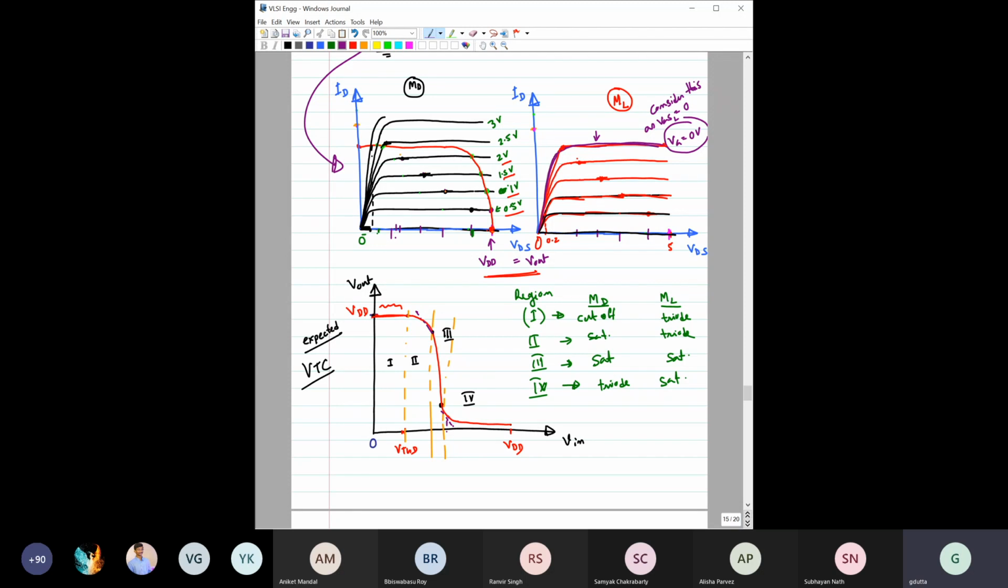The V output versus V input relation. For that, you should know which transistor at that moment is operating in which region. Then only can you identify it and do it. Now I have a question here.